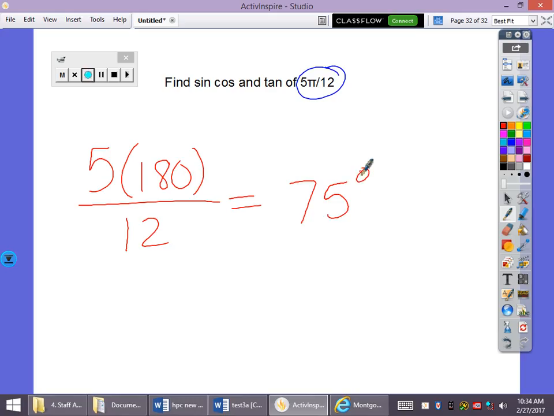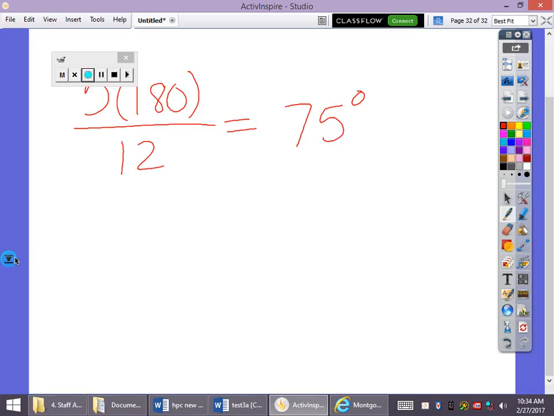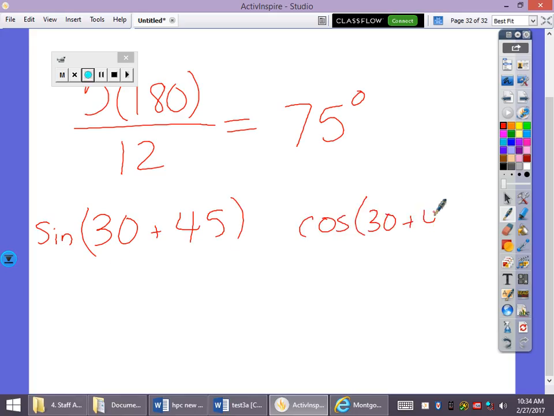I need 2 angles that add up to 75. So that's going to be 30 and 45. So I need to do the sine of that. I need to do the cosine of that. Okay? And then I'm going to go back and do the tangent. I'm going to do these two first because they require the least amount of work.